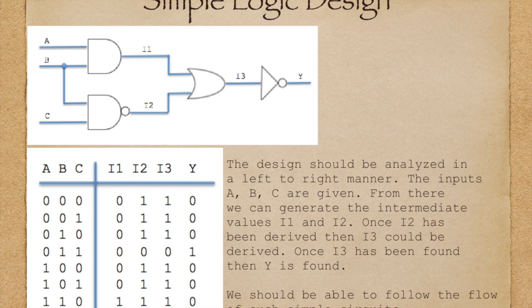I think I made a mistake here. So let's check it out. I1 is a 1, I3 should be a 1. I'll fix that on the slides. So that should be a 1, that would be a 0, and then we'd see in the end there's only one case Y is a 1. It's when all 3 of these guys is a 0. So hopefully this helps. You can walk through it.